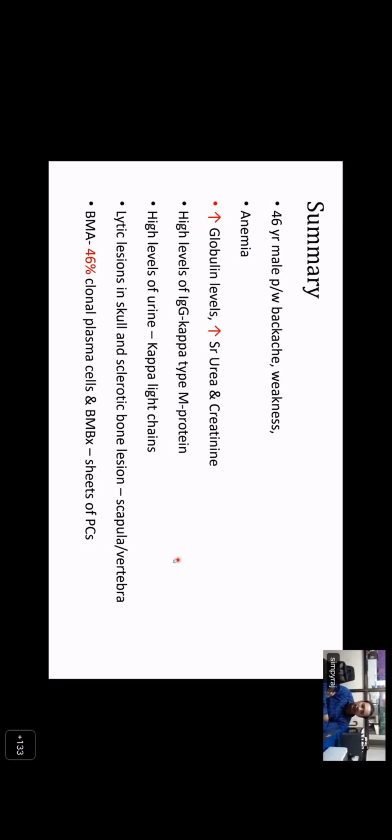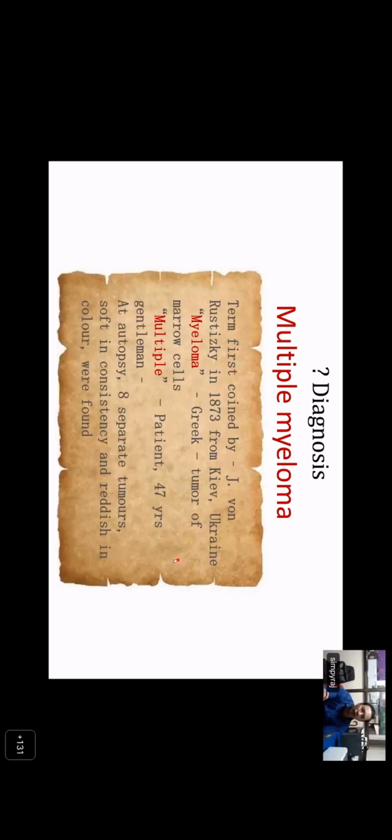Dr. Malenga, what's your diagnosis? I think looking at the symptoms and also the findings, I think the diagnosis is multiple myeloma, because it satisfies the criteria for the diagnosis. Perfect, correct. So this patient's diagnosis is multiple myeloma.